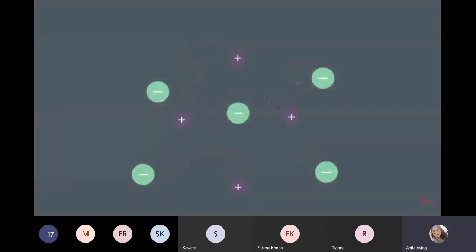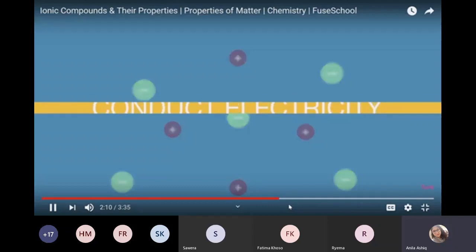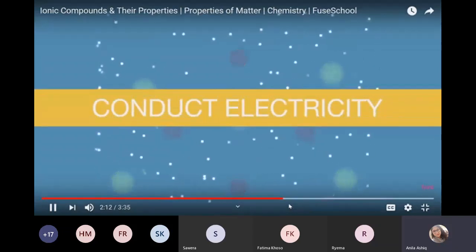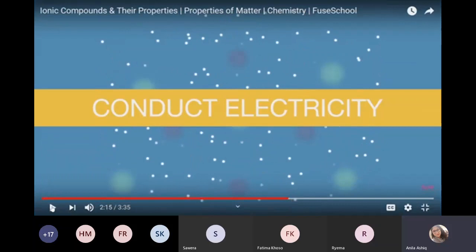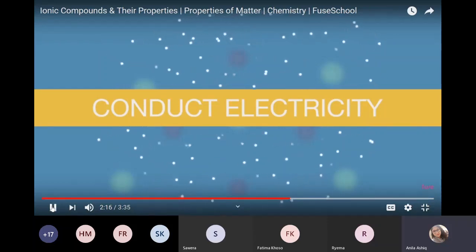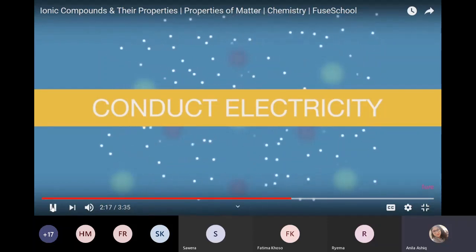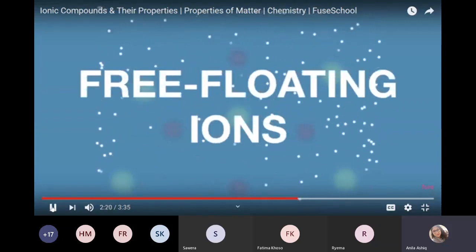An ionic compound dissolved in water can conduct electricity. This is another key property of ionic compounds. The last and very important point: ionic compounds do not conduct electricity in the solid state, but they can conduct electricity when they dissolve in water, and the reason is, please answer in the chat box quickly. This is made possible due to the presence of free-floating ions.